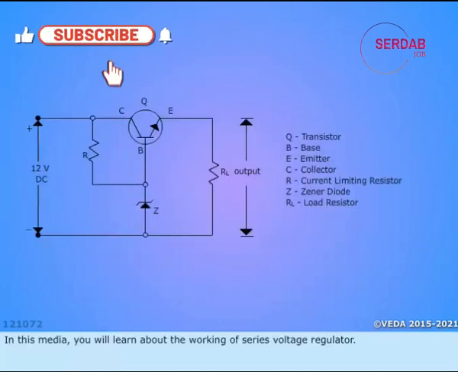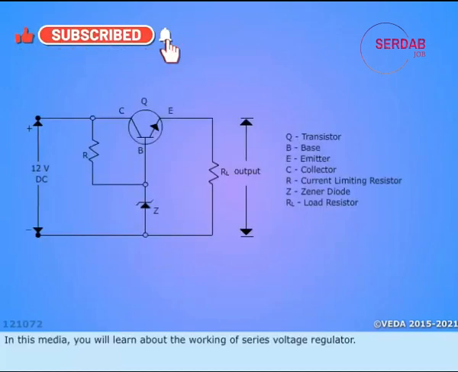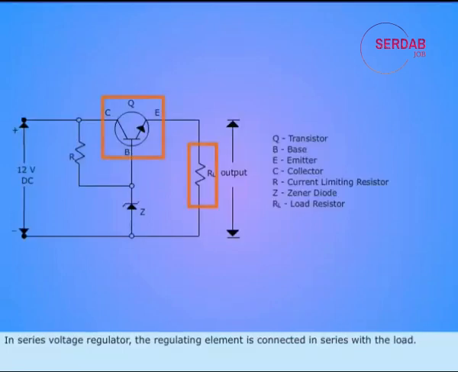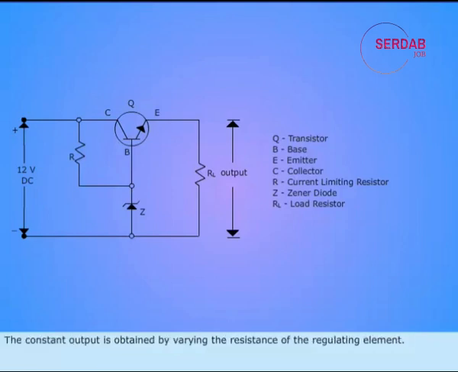In this media, you will learn about the working of series voltage regulator. Regulator is used to provide a constant DC output from a variable DC input. In series voltage regulator, the regulating element is connected in series with the load. The constant output is obtained by varying the resistance of the regulating element.